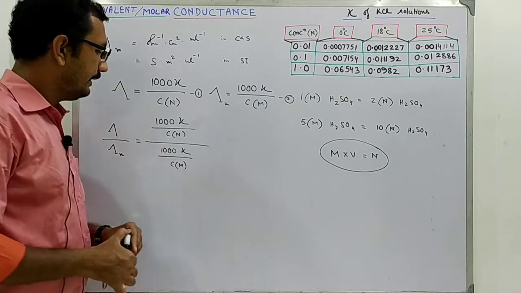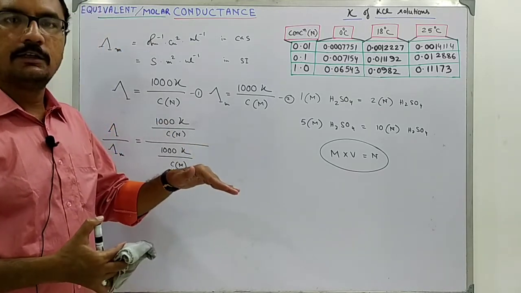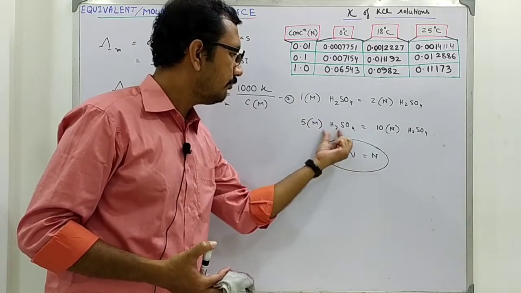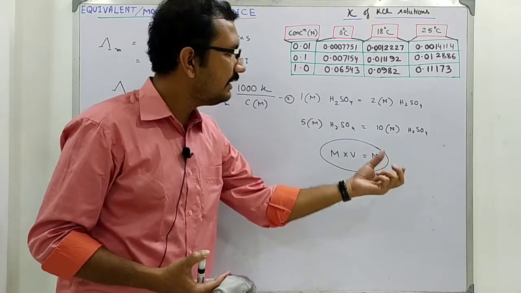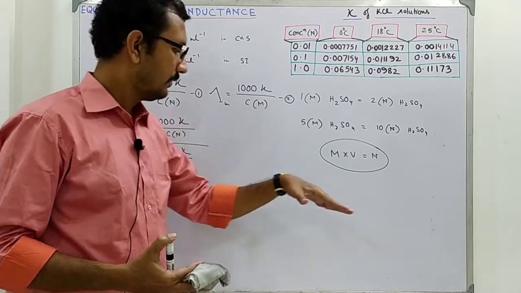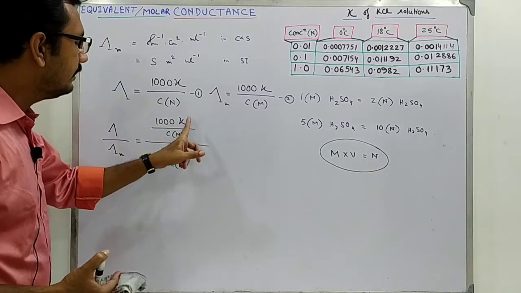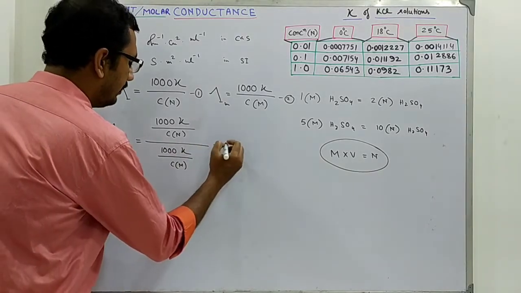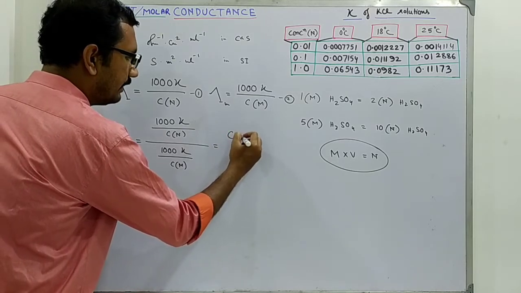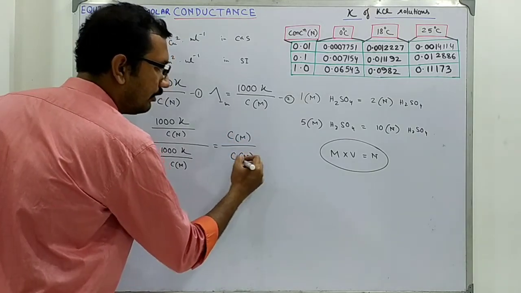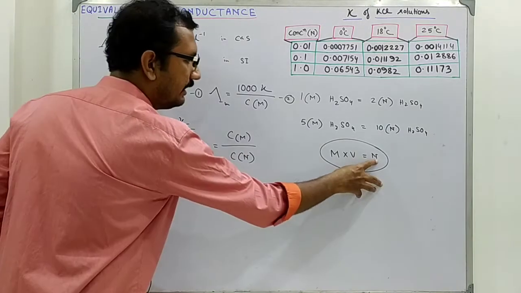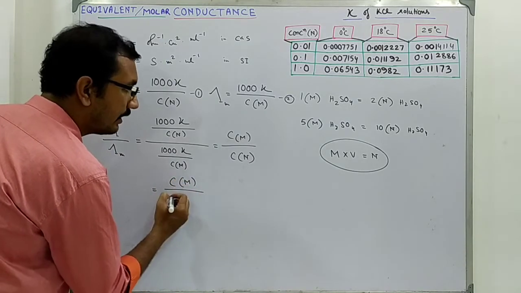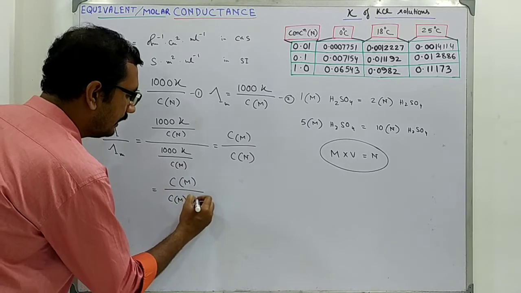Now, see, we are expressing the same solution into different units. That is, we are expressing the same solution in molarity then it is 5 molar, in normality then it is 10 normal. So, the solution is same. So, if the solution remains the same, its specific conductance will remain the same. Then what will happen? It will be C molarity by C normality. Now, what is the relation? C normality is C molarity into valency.